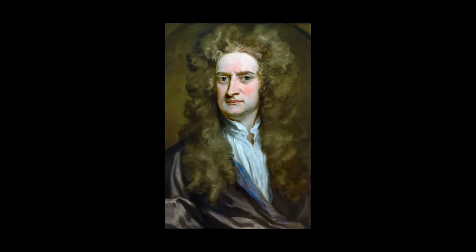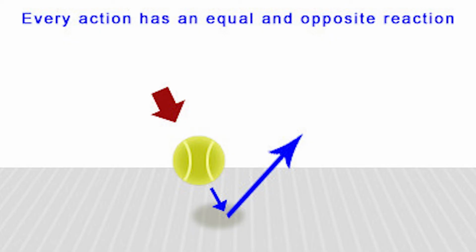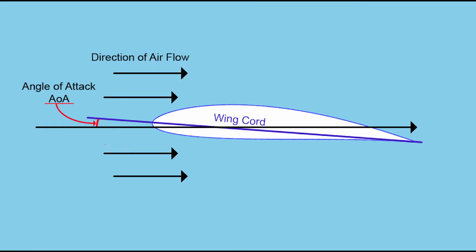One of Newton's laws of motion is his third law, where for every action there is an equal and opposite reaction. Air striking the underside of the wing at an angle will deflect off the wing and go downward. The force of this impact will also force the wing upward. The higher the angle in which the air strikes the wing, the greater the force applied to the wing. This is called the angle of attack.